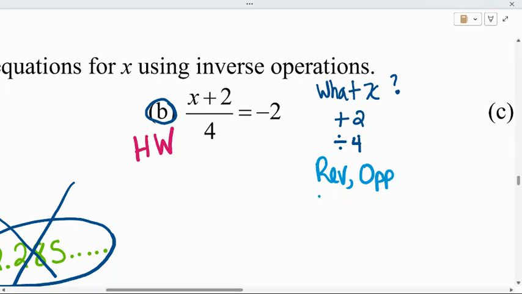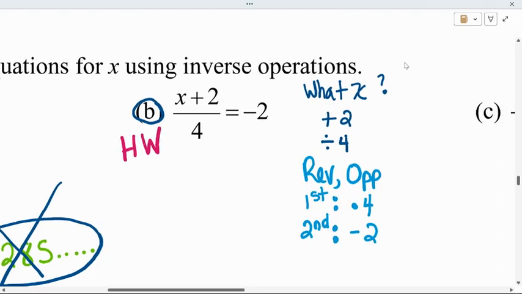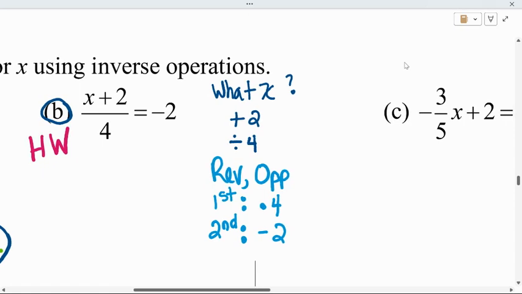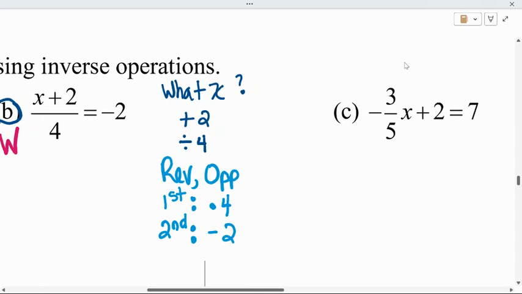First, what's the opposite of divide by 4? First, we're going to multiply by 4. And second, what's the opposite of plus 2? Very good. I'm not doing that problem for you, but that's your hint.